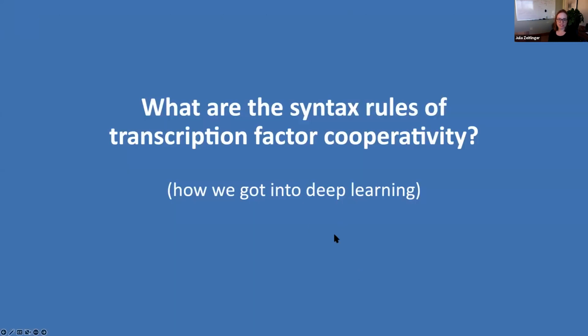Okay, so the first story is the syntax rules. This is published, and this is really the story of how we got into deep learning to begin with. I started out as an experimental biologist, always collaborating and doing computational analysis, but not specifically deep learning. But it turned out that really that was a solution to all our problems. So this is very nice to see.